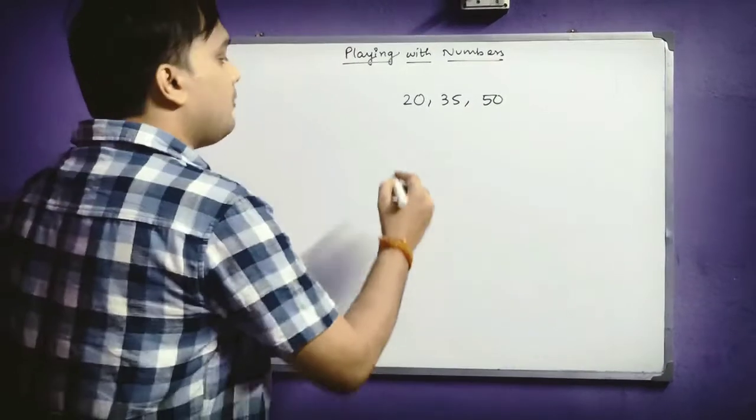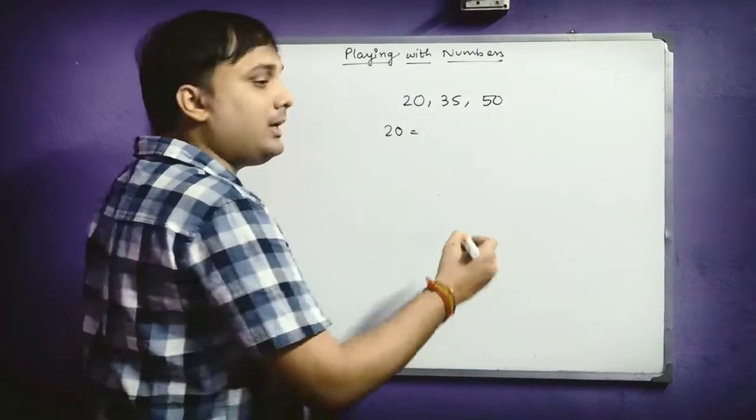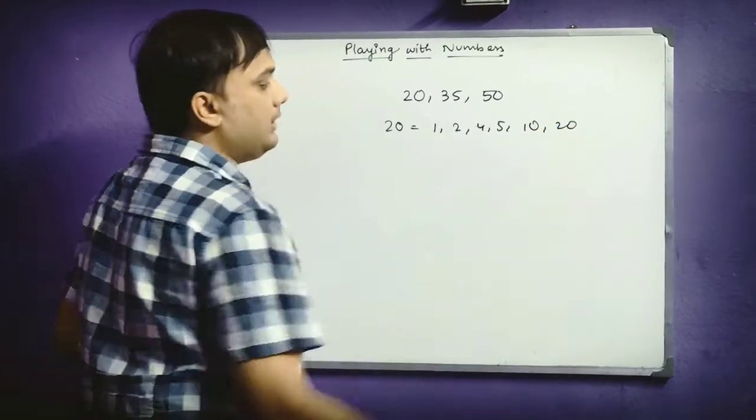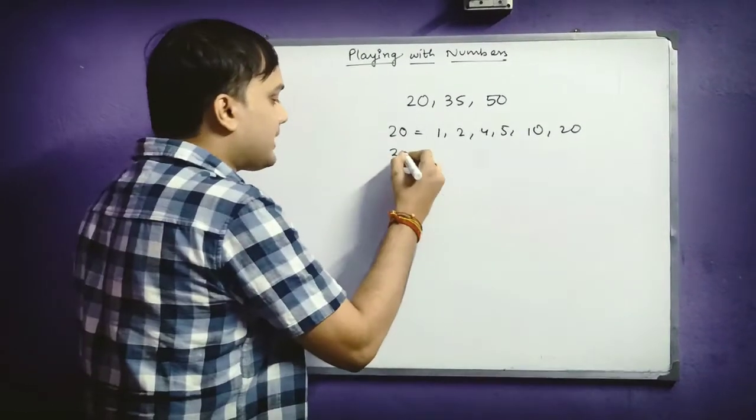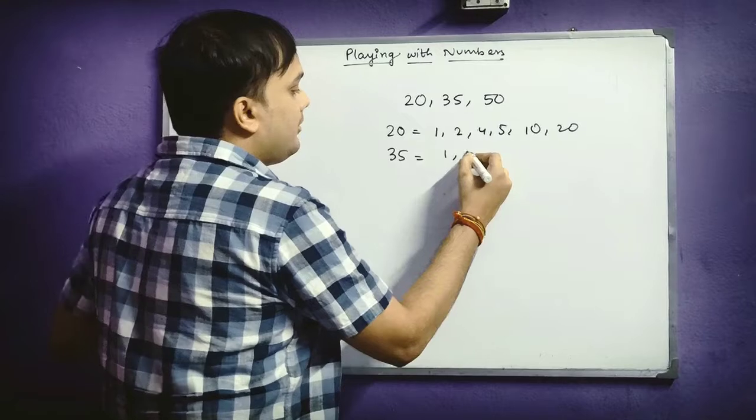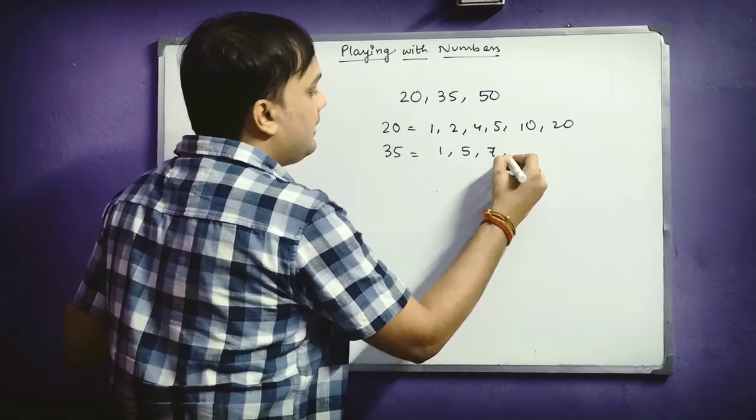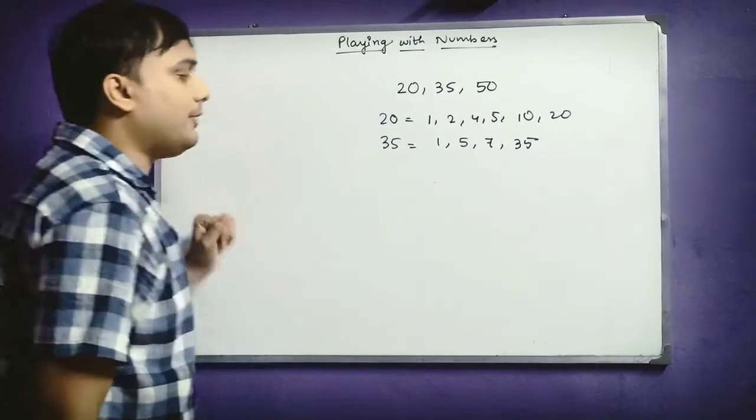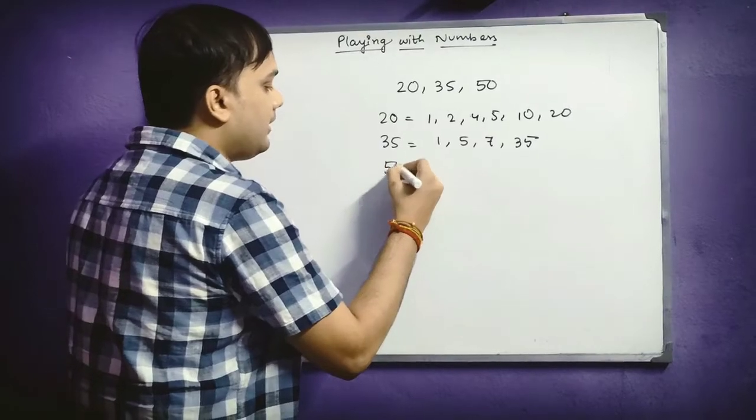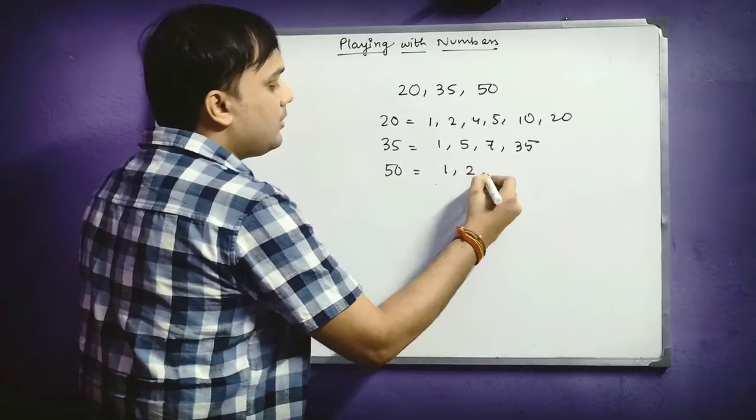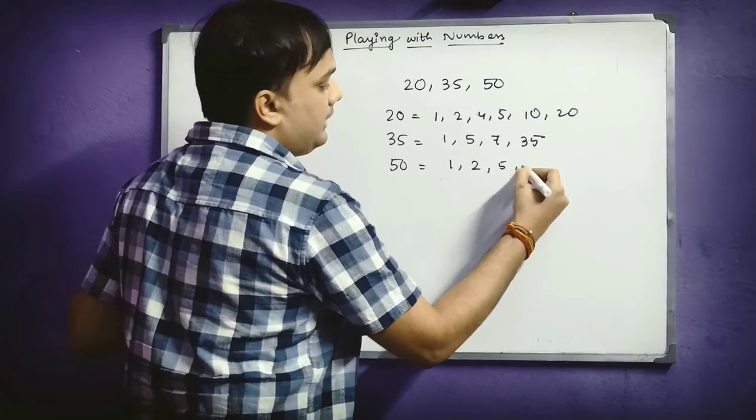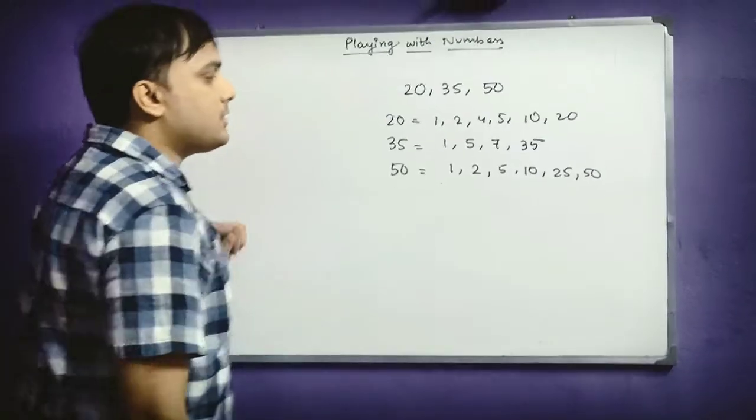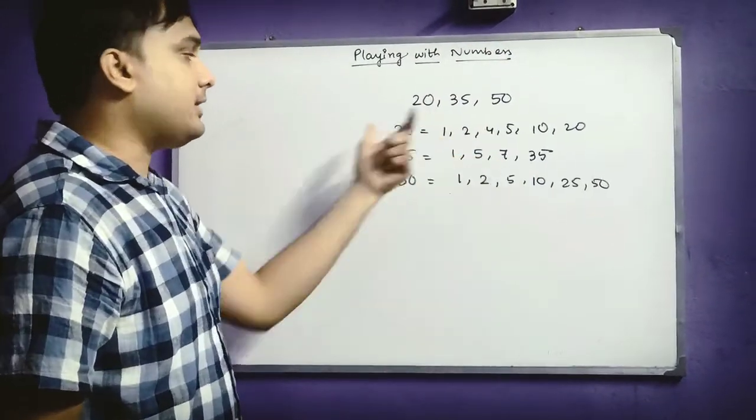But very casually, if we do it, what are the factors of 20? The factors of 20 are 1, 2, 4, 5, 10 and 20. What are the factors of 35? The factors of 35 are 1, 5, 7, then directly we will write 35. What are the factors of 50? Factors of 50 are 1, 2, 5, 10, then 25 and 50. So students, these are the factors of these 3 numbers.